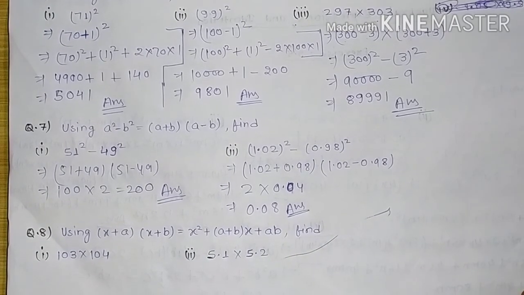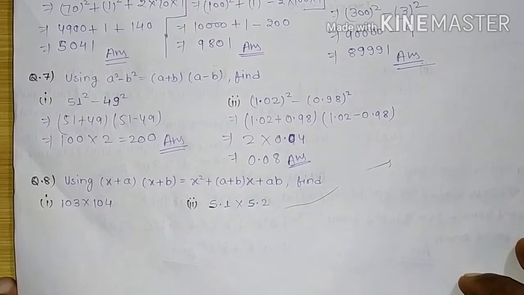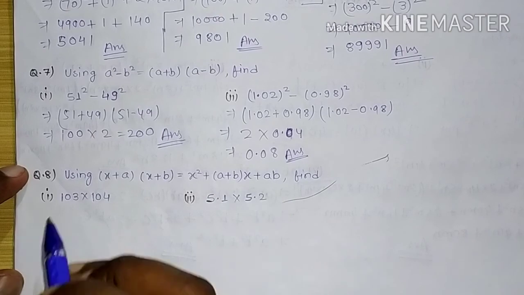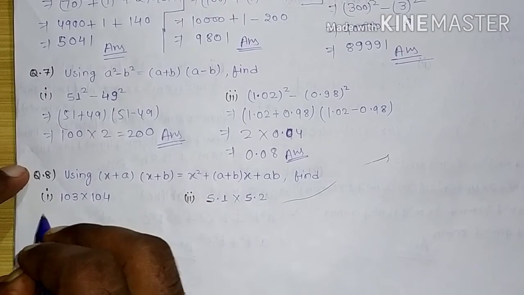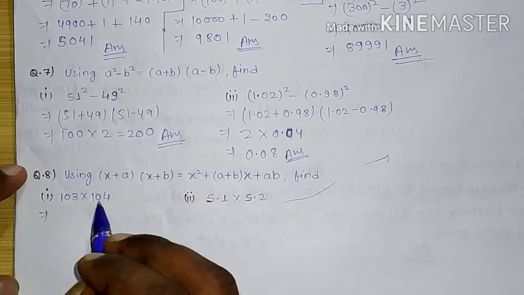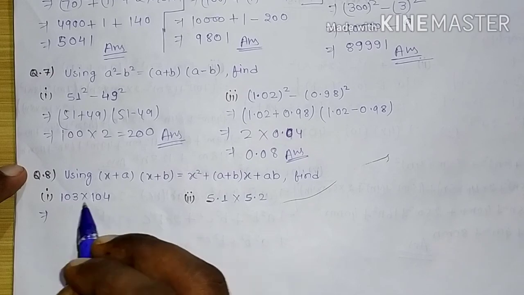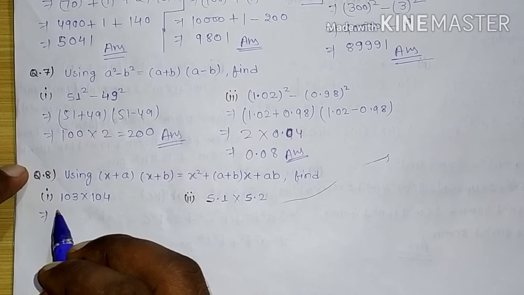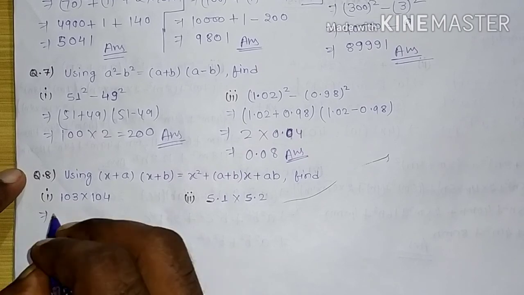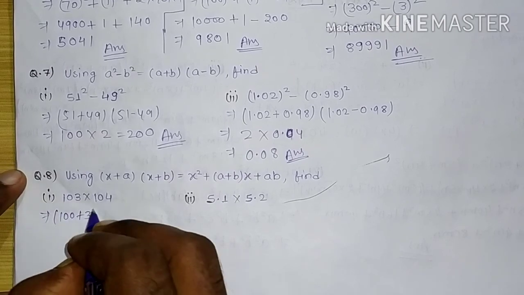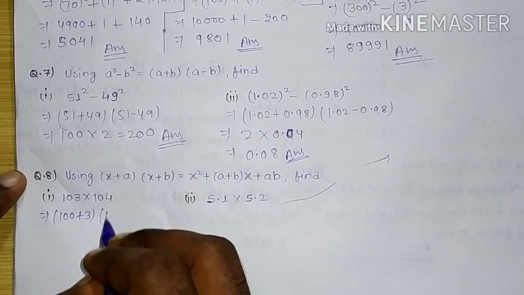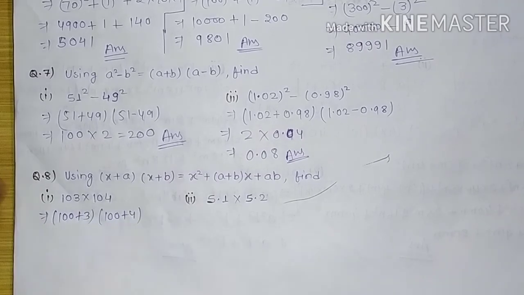Now the next question, that is the last question, question number 8. Using the identity given, we have to solve this question. So question number 1: 103 multiply 104. At the place of 103, we can write 100 plus 3, and at the place of 104, we can write 100 plus 4.